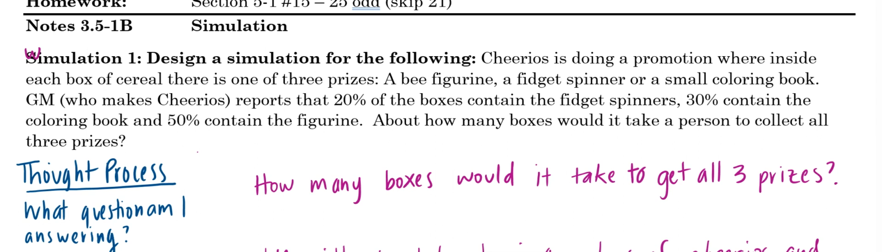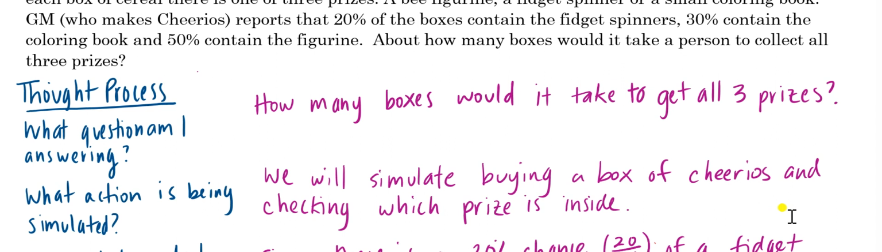So the first thing you need to talk about is, what question am I answering? To look at that, I'm going to look at the very last question they asked, which is about how many boxes would it take a person to collect all three prizes. So they want a number. They want to know how many boxes on average would it take. They didn't say on average, but I'm adding that in. How many boxes would it take to get all three prizes? So I'm going to write that question down so that I am clear about what it is that I'm going to be simulating, which goes into our next question.